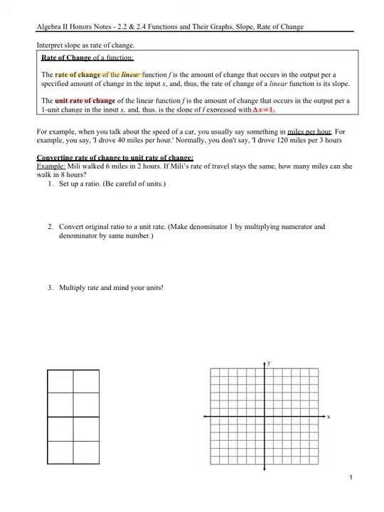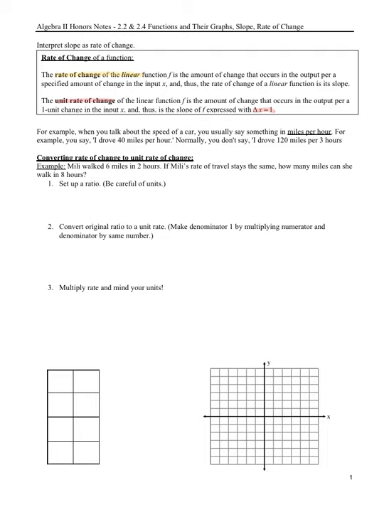So let's say we want to convert any rate of change to a unit rate of change. Well, why would we want to do this? Well, normally when you're talking about rate of change, for example, the speed limit, you always talk about miles per hour. You don't say I drive 120 miles per 3 hours. No, you reduce it to a unit rate of change. 40 miles per hour is the speed limit.